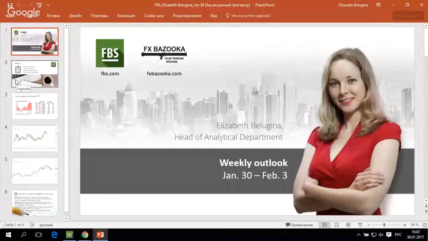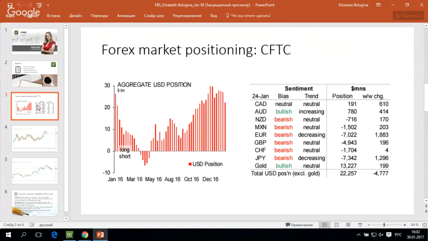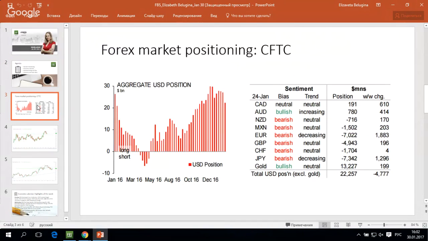Here it is. As usual, we'll talk about market positioning, economic events, some technical stuff, and then we'll summarize our trade ideas. At first, I'd like to draw your attention to CFTC data for the past week, the week which ended on Tuesday, January 24.